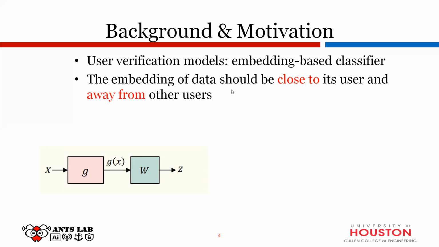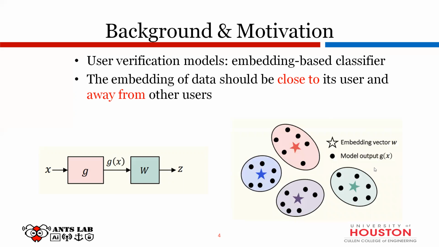In this graph on the left side, X is the input data, and GX is the output of the verification model, and W is the weight, the vector that defines the user and the relation between the user and the output of the data. Here's a better explanation of this graph. We use the same W here as the embedding vector.